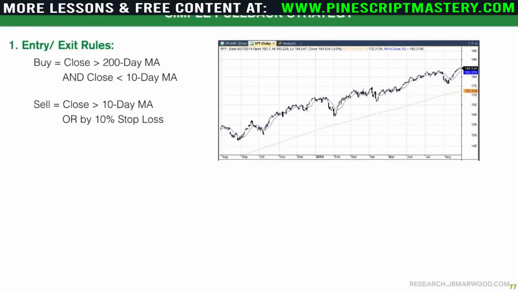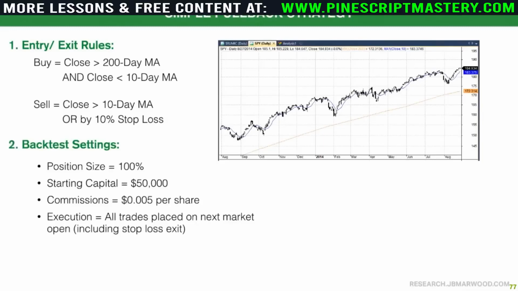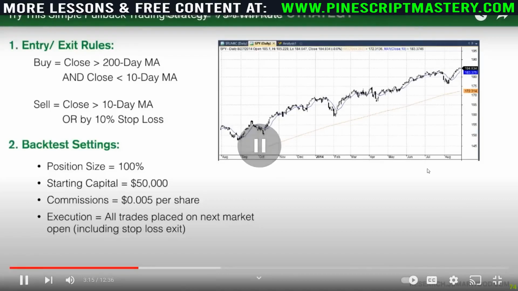So we're not looking for long term trades here. We're just looking for short-term trades, short pullbacks. And the other rule is we will sell if we get a 10% loss. So if we get a 10% loss, we're going to exit on the next bar open. Okay, we need some more settings that we can put into our backtester so that we can run an accurate backtest. So position size, we're going to use just... All right, I'll stop it here.